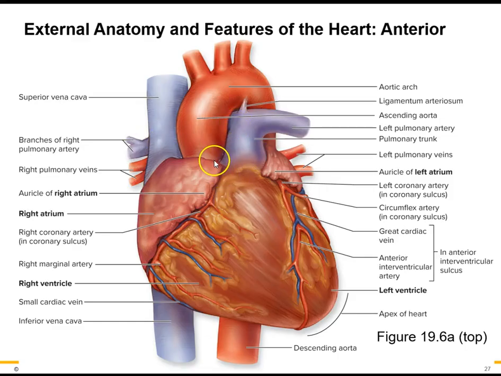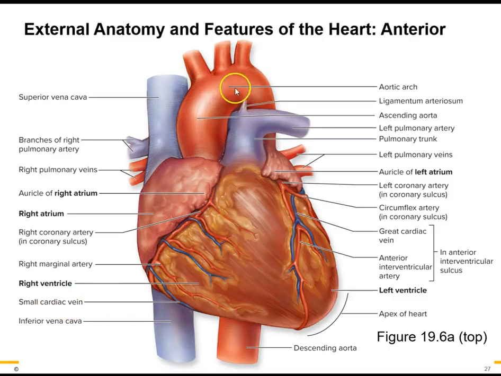Here's the aorta. It ascends from the left ventricle and kind of arches backwards, and so that's why this is called the aortic arch, and then it becomes the descending aorta, and the descending aorta continues through the thoracic cavity down into the abdominal cavity and feeds all of the organs there.